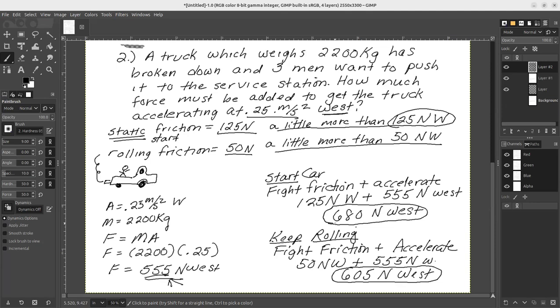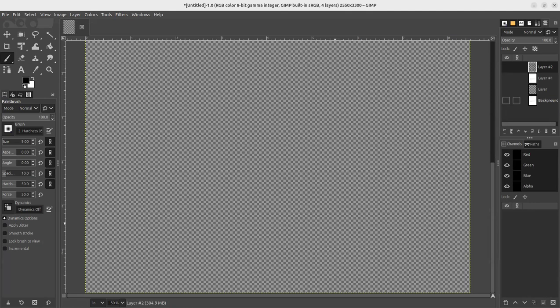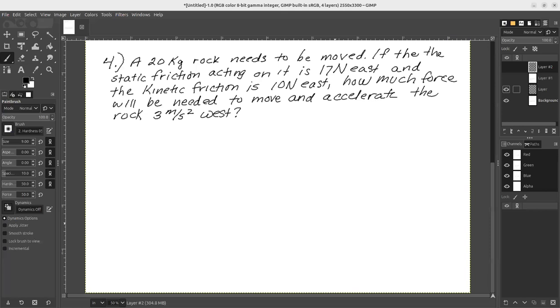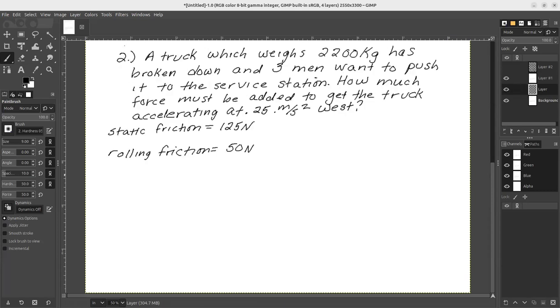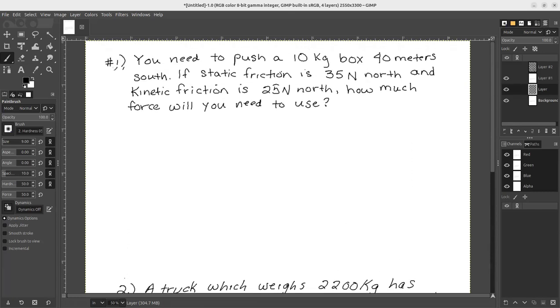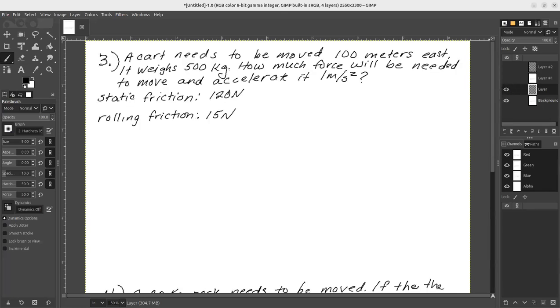Now let's do a couple more of these problems. A 20-kilogram rock needs to be moved. Well, wait a second. Did we just do that one? Let me check up here. No, we did a truck. And we did a 10-kilogram box. Okay, so we did not do that. Okay, so let's go back.